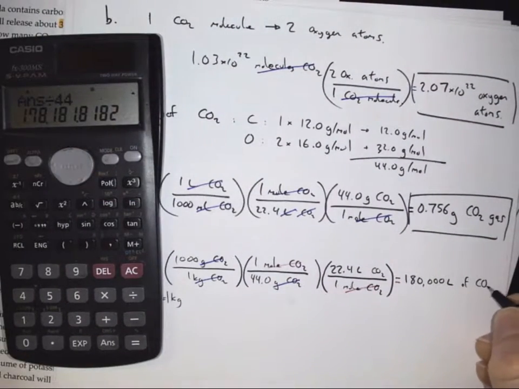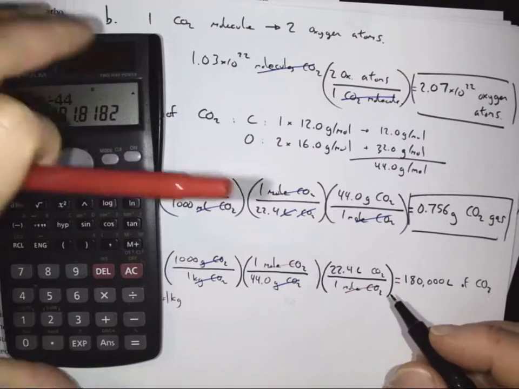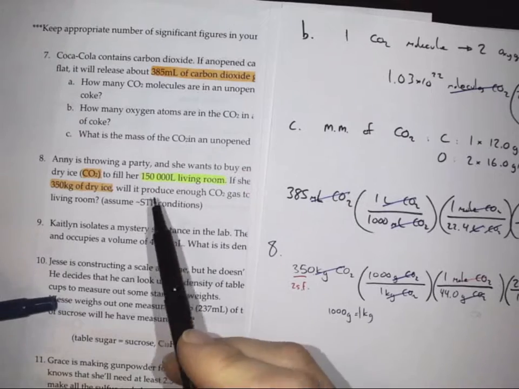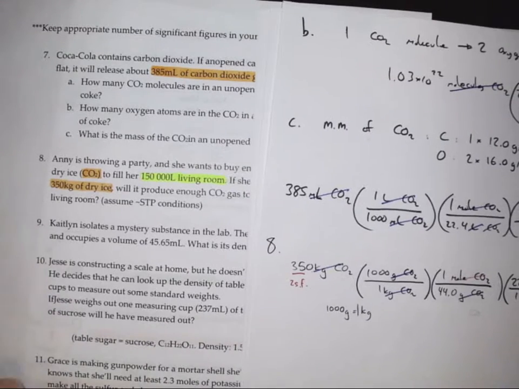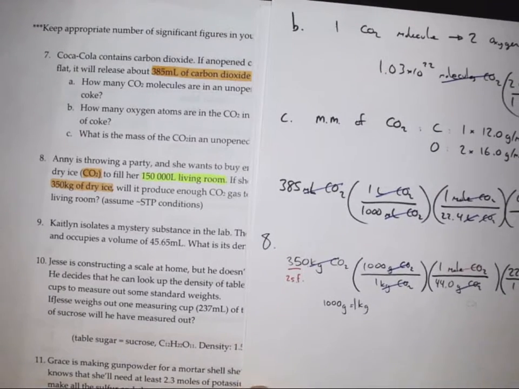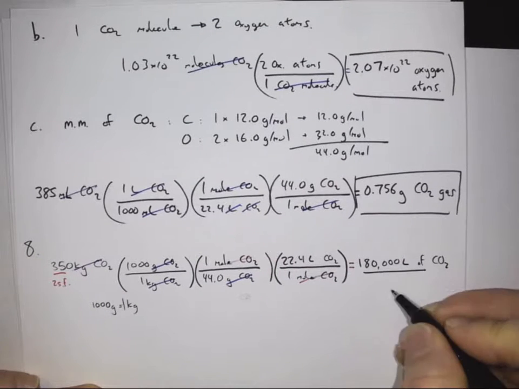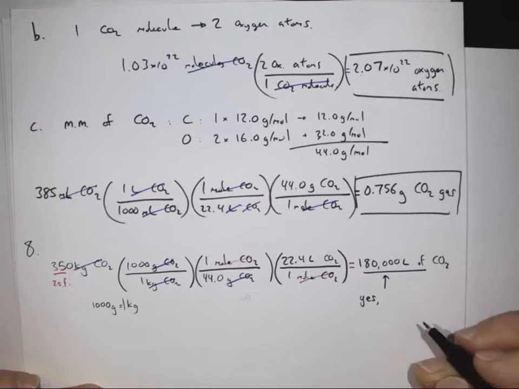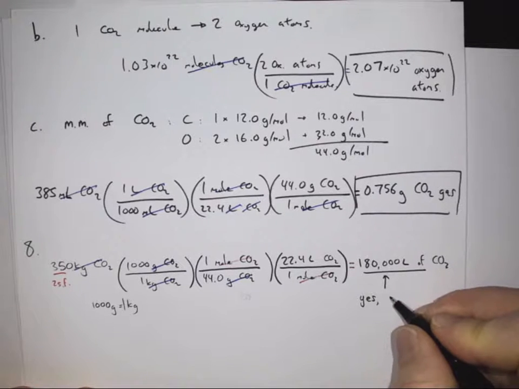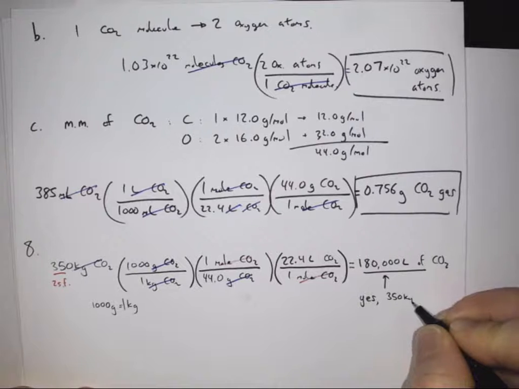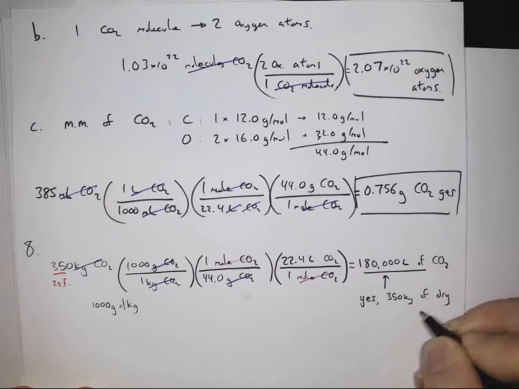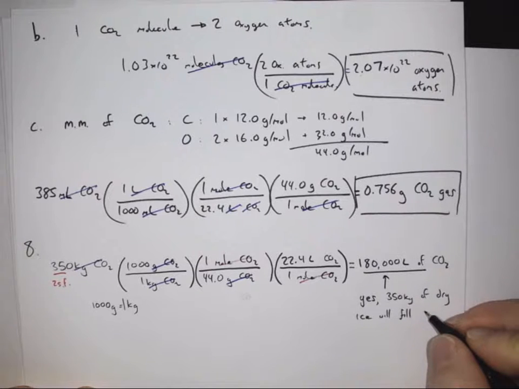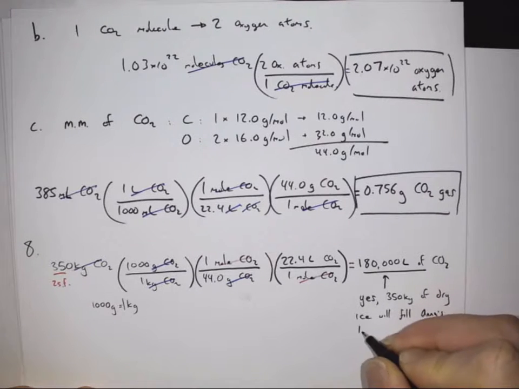of CO2. And so what that tells us, compare it back to the question now, which asks us if it was enough to fill our 150,000 liter living room. And the answer is yes. So if we're asked a yes or no question, we should say yes or no. We should actually answer the question at hand. Yes, 350 kilograms of dry ice will fill Annie's living room.